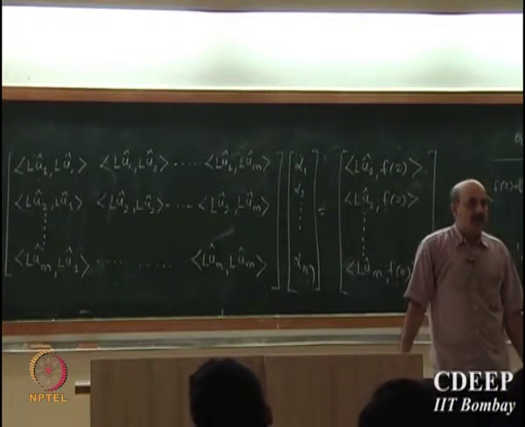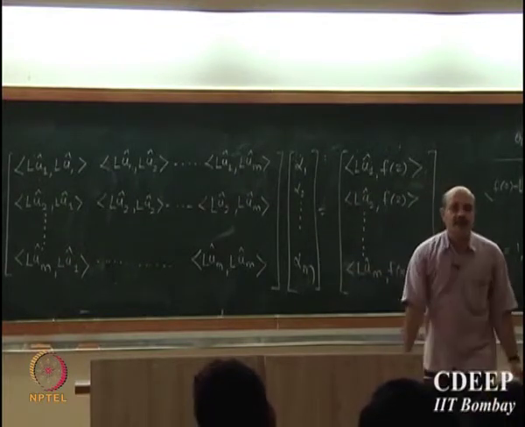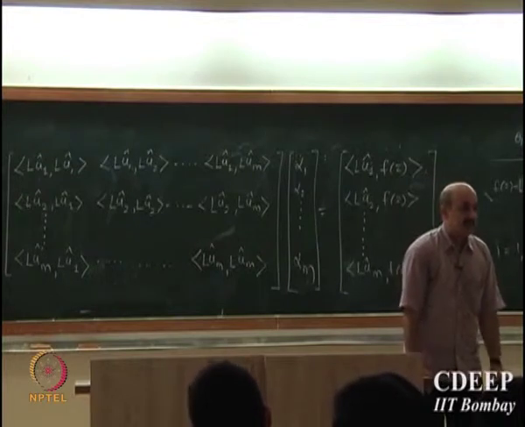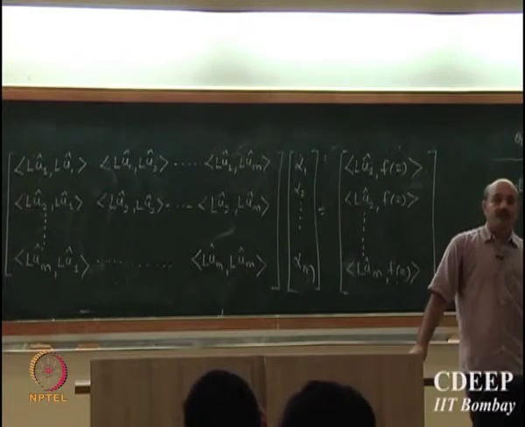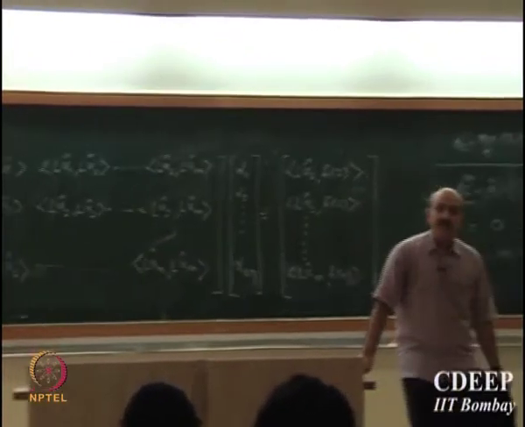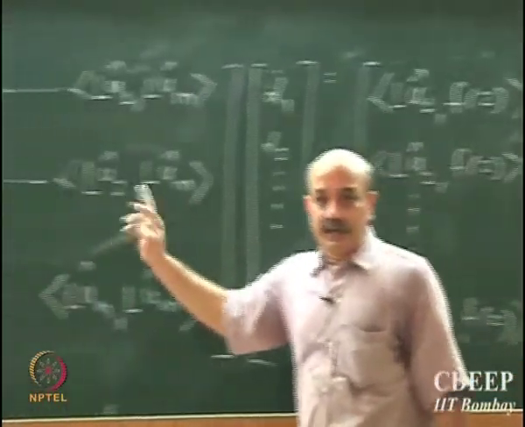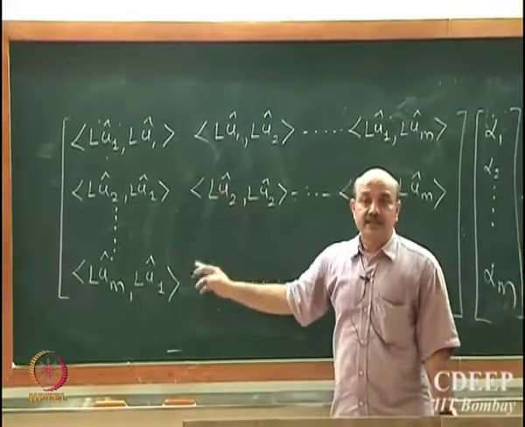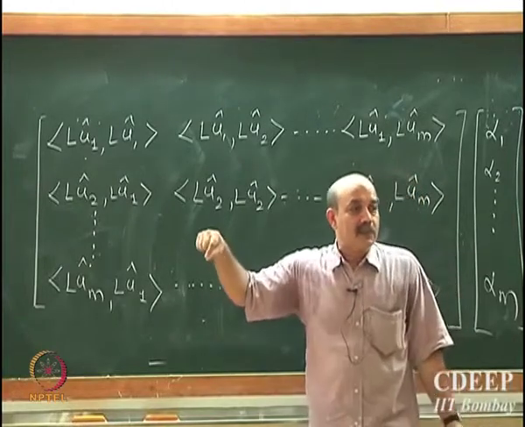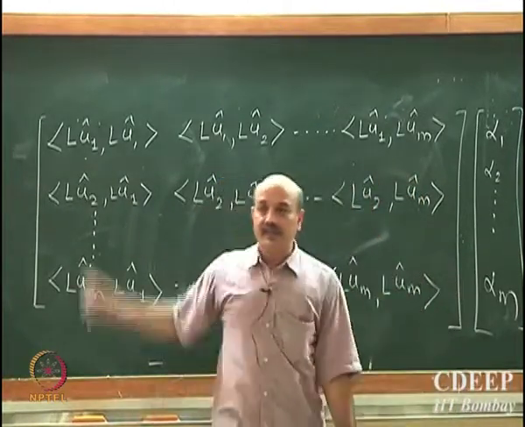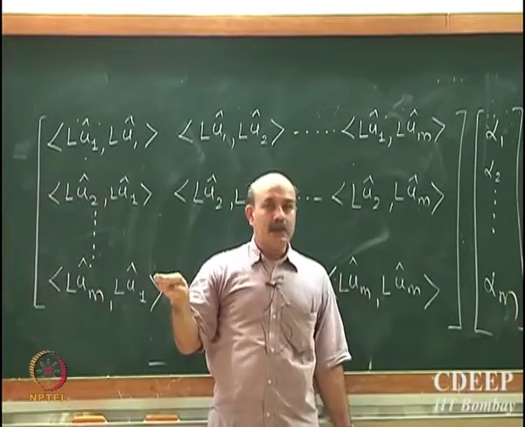And then if I solve this, then I will get alpha 1, alpha 2, alpha 3, alpha m. I am getting an approximate solution in the least square sense. Okay, there is one difference here between the previous methods of discretization and this method of discretization. What is that difference? Here these integrals are over the entire domain, not at few points. Okay, I am not evaluating this integral at few points, I am evaluating this integral over the entire domain, okay.